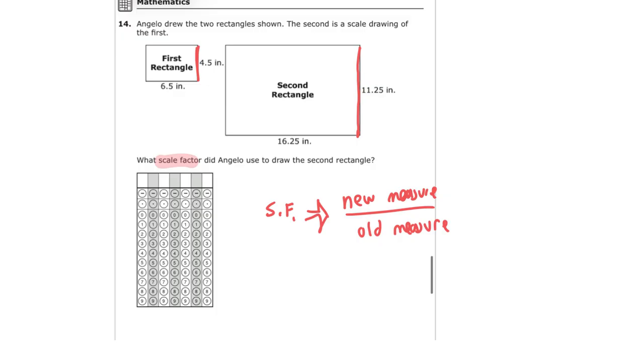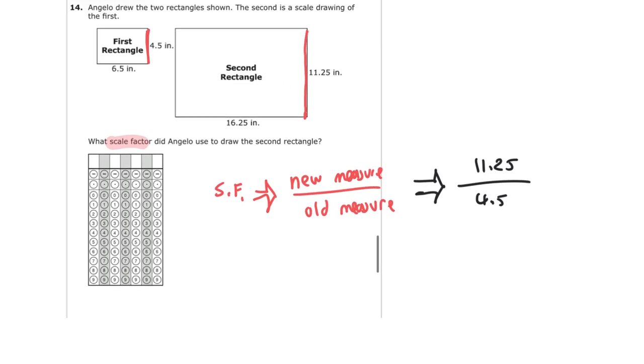So I'm going to refer to this as the new measure. It used to be this, but then it became this, and that's the new measure, whereas this is the old measure. So you could say it's going to be 11.25, because that's the new measure, all over the old measure, which is 4.5. Now, even though in a sense this is the answer, it's all clunky looking. There's no good way of entering this answer into the grid, so you have to actually figure out what this is.